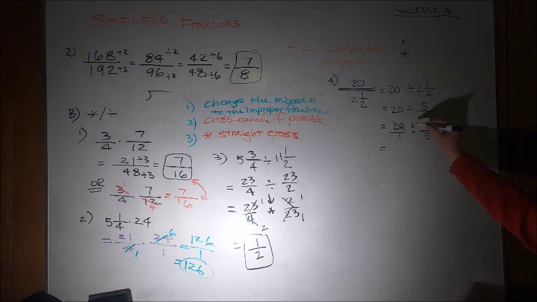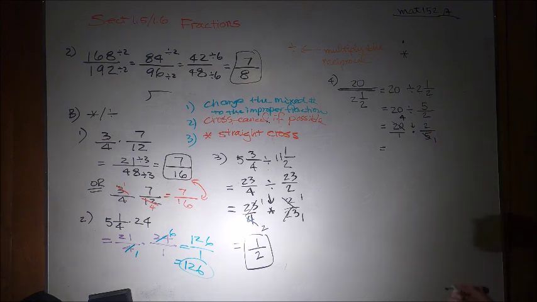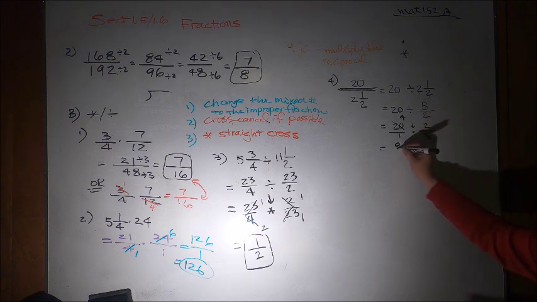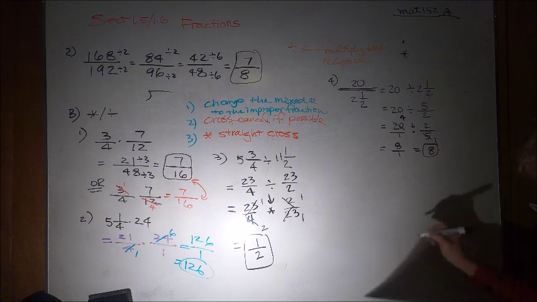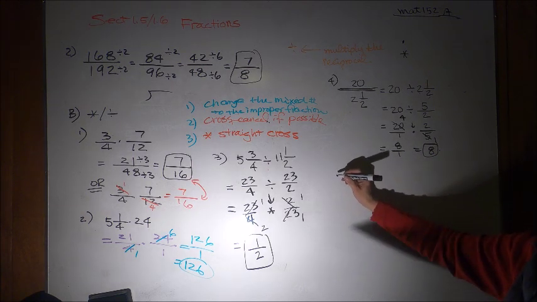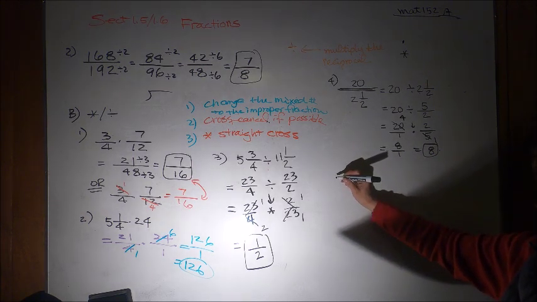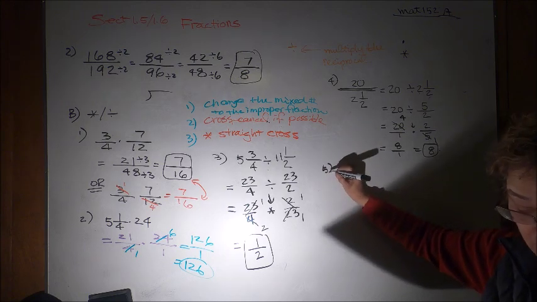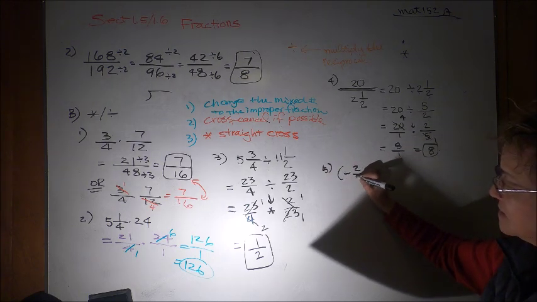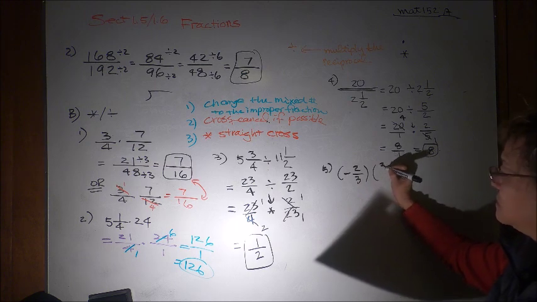Before multiplying straight across, what do we do? Cross cancel. 4 times 2, 8 over 1. But you will write the answer as what? 8, right? Oh, the next one is 5. My paper says 6. Just change it.